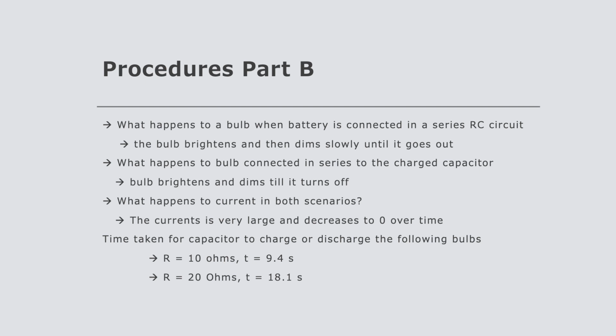So the bulb brightens and then dims slowly until it goes out. What happens to the bulb connected in series to the charged capacitor? The bulb brightens and dims till it turns off, much like the previous scenario. And then what happens to the current in both scenarios? Well, the current is very large and decreases to 0 over time.